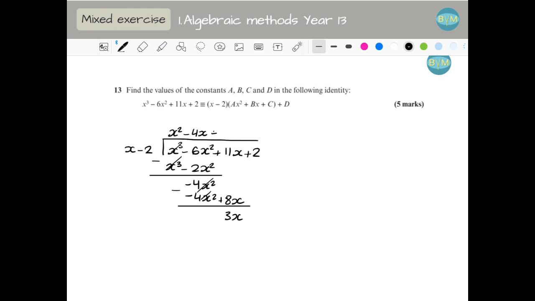3x divided by x is positive 3. 3 times x, 3x. 3 times minus 2 is minus 6. Subtract again. These two are gone, and then I have 2 minus minus 6 is 8.